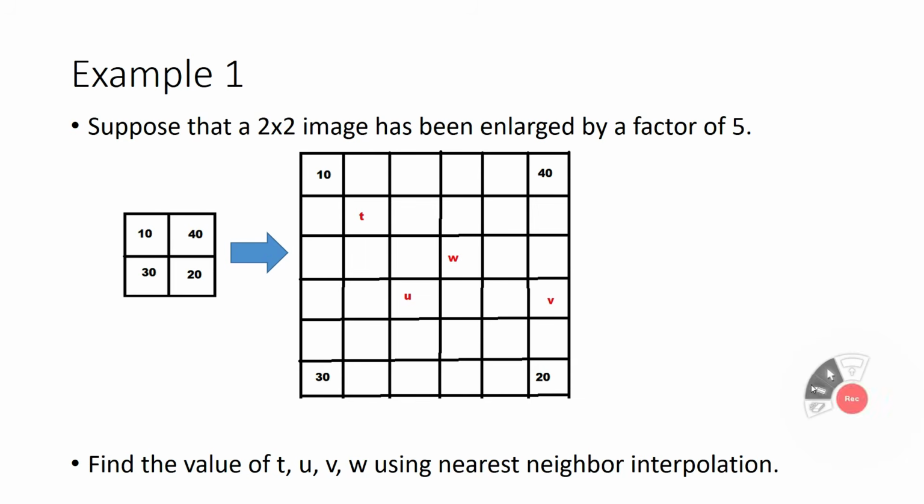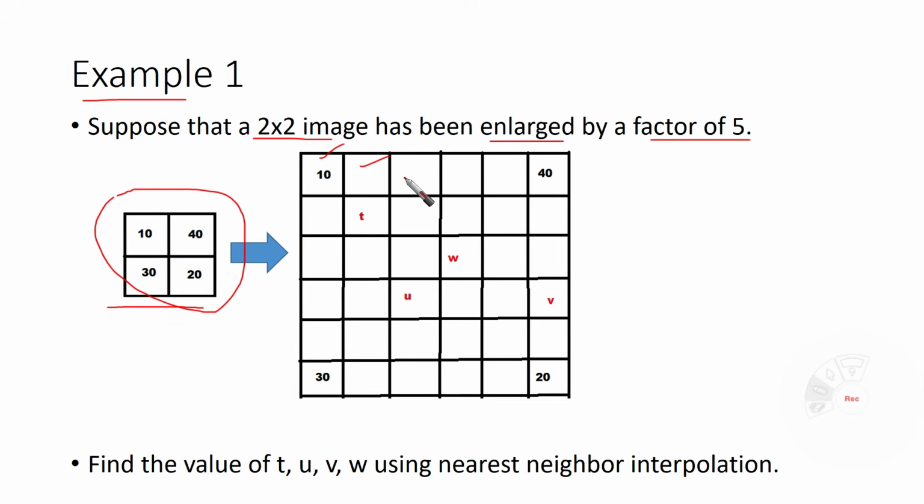This is example 1. In example 1, let's say that we had a 2 by 2 image, and it has been enlarged by a factor of 5. So that means this 2 by 2 pixel image has been stretched out, right? So if that is so, this is 0, 1, 2, 3, 4, 5.